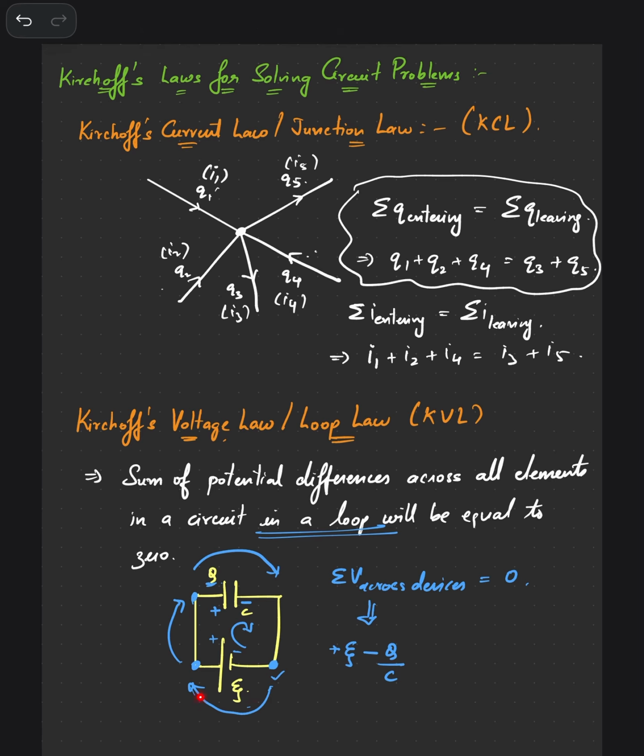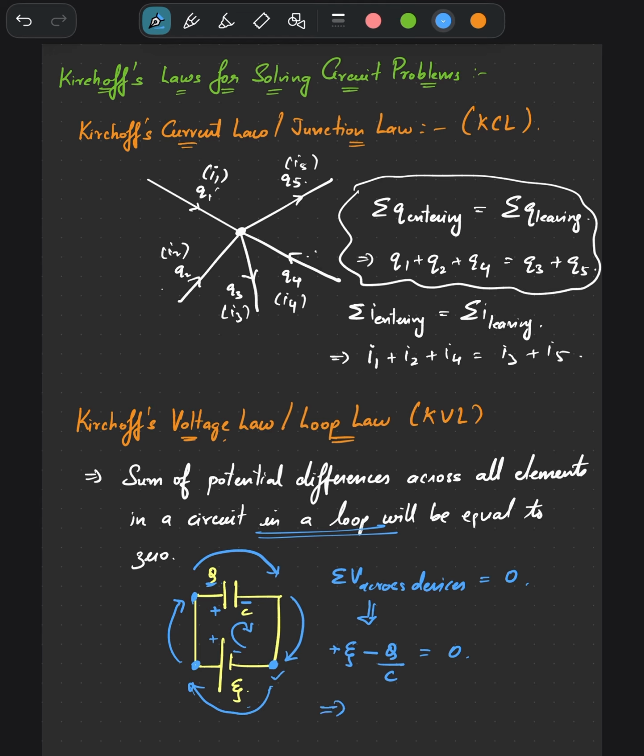Right? So let me again summarize this. When I go from here to here, potential increases by E. So plus E. When I go from here to here, potential remains constant. So no change in potential. When I go from here to here, potential decreases by Q by C. So minus Q by C. And then finally, I'm going from here to here. Again, I'm not going across any device. So there will be no potential difference. And now I come back to my initial point. So the sum of all these potential differences has to be equal to 0.